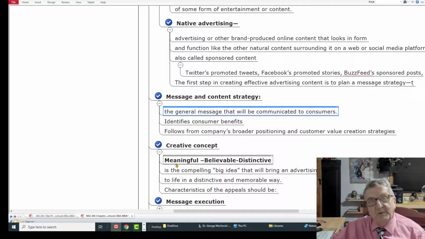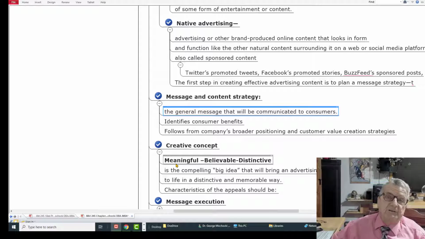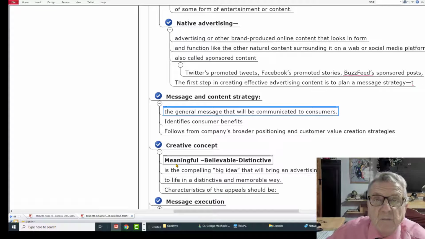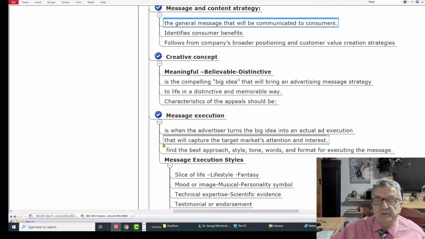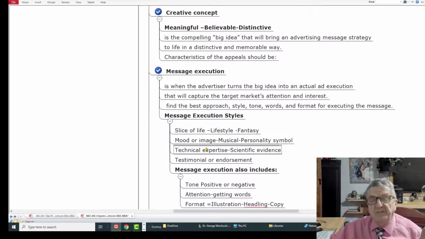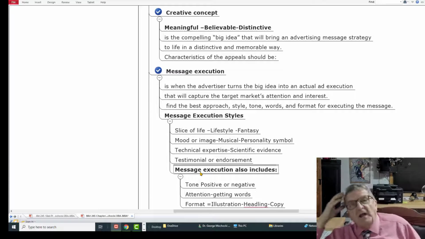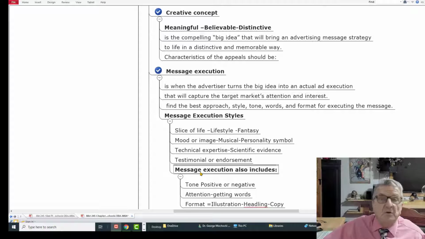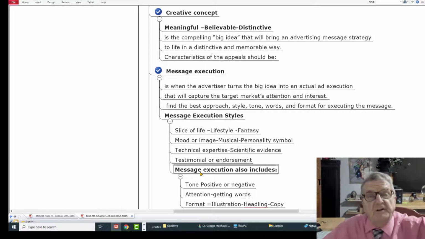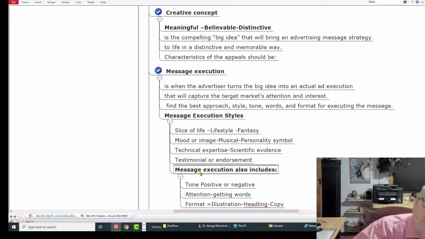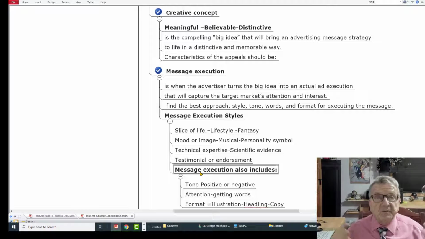So you have to be creative nowadays. I want to see myself in there. I want to believe that what you're saying is truthful before I try it, okay? And message execution is different styles: slice of life, mood, image, technical expertise, testimonial, tone, positive. There's so much information. Remember, I'm just touching the tip of the iceberg. Sometimes you think, oh my God, I never thought about all this about advertising. The different tone, the message, the color, the individuals, how you present it, what's the background, what's the atmosphere, what's the music. All this is tied into my advertising campaign.